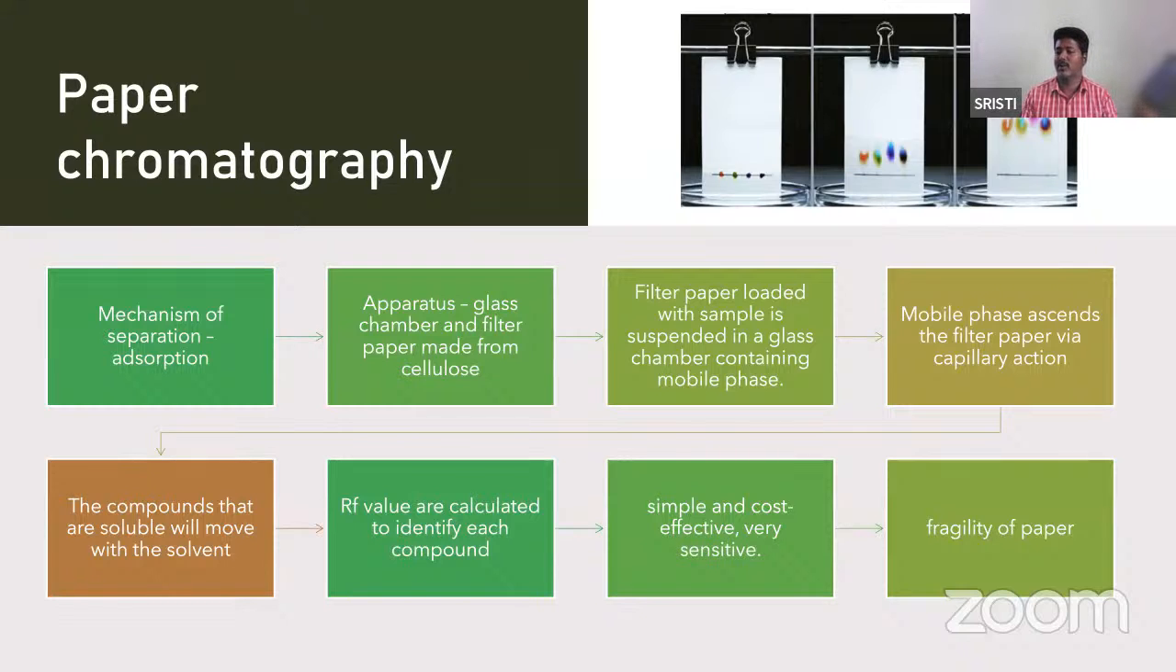Either a single solvent or a combination of two or more solvents can be used to separate the compounds for identification. Once you introduce the filter paper into the solvent system, the mobile phase ascends the filter paper via capillary action. The compounds that are readily soluble in the solvent system will be the first to get separated and moved. The RF value of each spot is calculated, and it helps identify the compound. It is a very simple, cost effective and also very sensitive method. The only disadvantage is the fragility of the paper, so you cannot reuse the papers in this case.